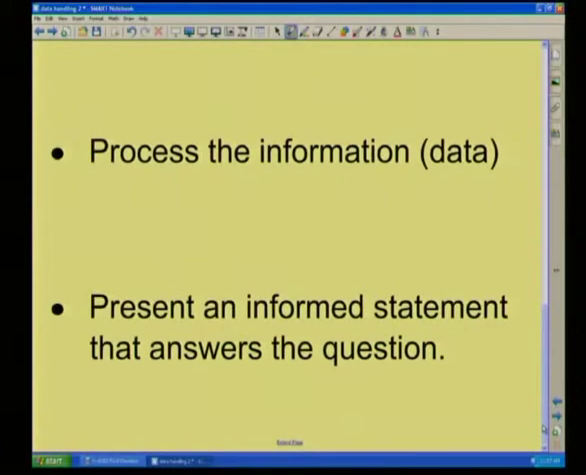The last step in our data collection is to present an informed statement that answers our question. Perhaps we ended up interviewing 100,000 people, and from our interview we found that about 60,000 actually did shop at Checkers. That would mean that we could say something like 60% of 100,000 people that we interviewed actually shop at Checkers.